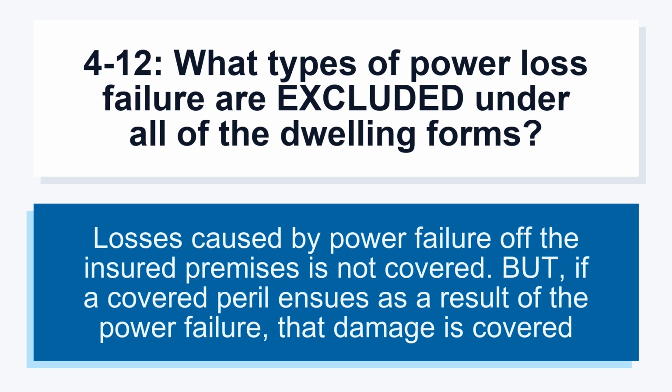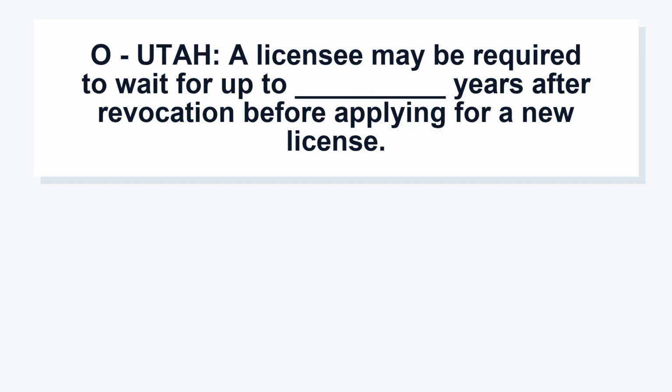Losses caused by power failure off the insured premises is not covered, but if a covered peril ensues as a result of the power failure, that damage is covered. 0. Utah, a licensee may be required to wait for up to ____ years after revocation before applying for a new license.